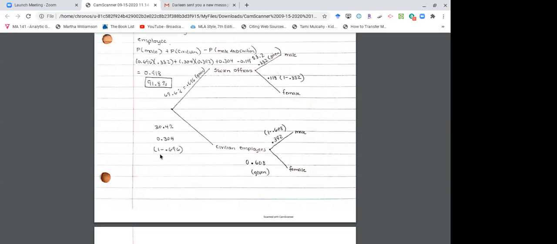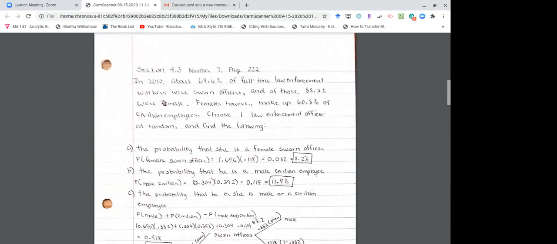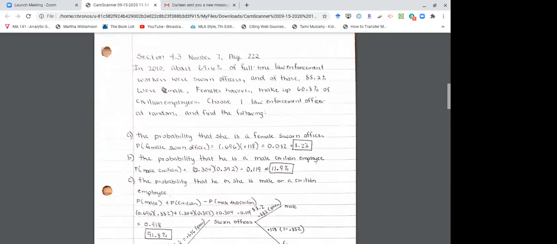Complements are very, very powerful, and use them a lot in 4.3. I could have chosen any number of problems for this. I just picked some that tend to stump people. So again, let's go back to our information here. 69.6% of all full-time law enforcement workers were sworn, and of those, who's those? Of the sworn officers, 88.2% were male. So here's what's going on.